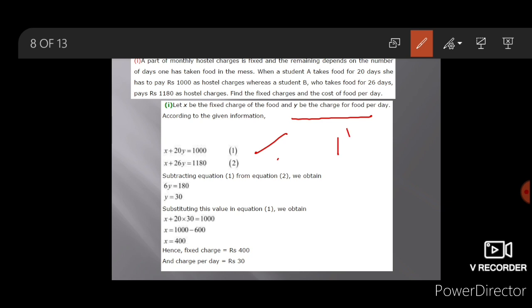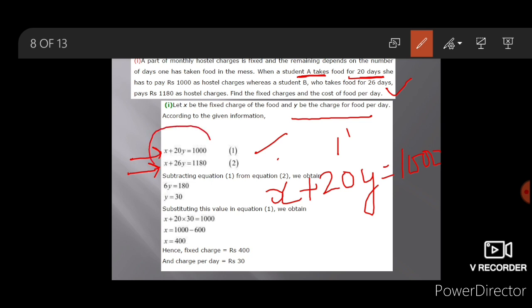So according to the statement, if a student A takes 20-day food, how much money he will pay? 1000 rupees. So we get fixed charges X plus money paid by a student for 20 days is 20Y is equal to 1000. This is our first equation. Now we have a second student who takes food for 26 days and pays 1180. So our second equation is x plus 26y is equal to 1180.